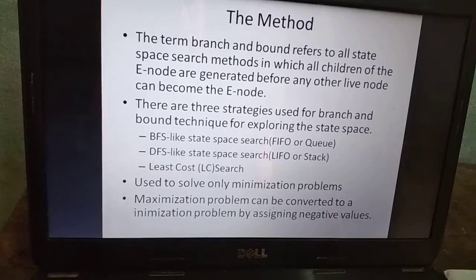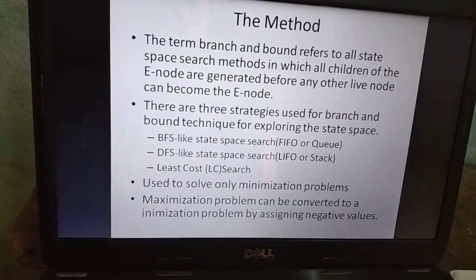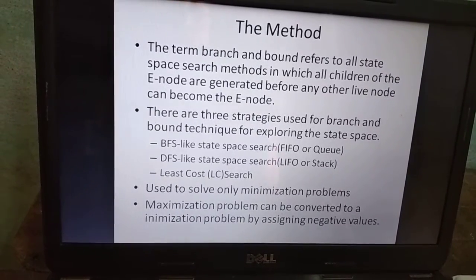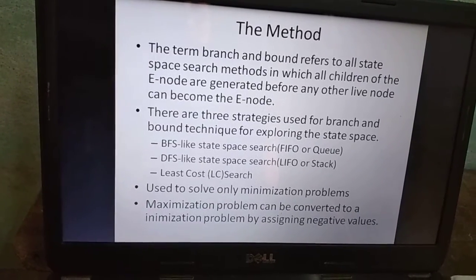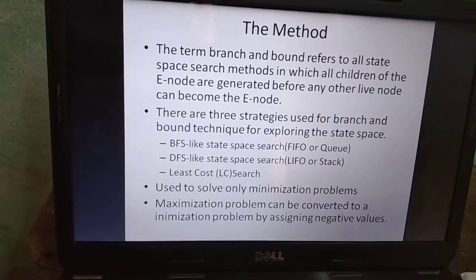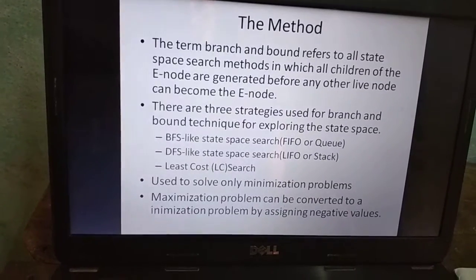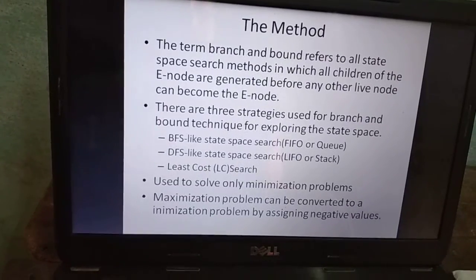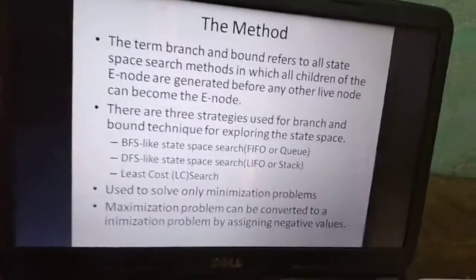One is the breadth first like structure, which is known as FIFO, or first in first out, or queue structure. The second one is depth first search, where we are going to use a stack structure. It is a last in first out data structure. And the other one is least cost search, where a node having the minimum cost is going to be explored first. Generally, the branch and bound technique is used to solve minimization problems, and we can easily convert a maximization problem to a minimization problem by converting the values into negative values.